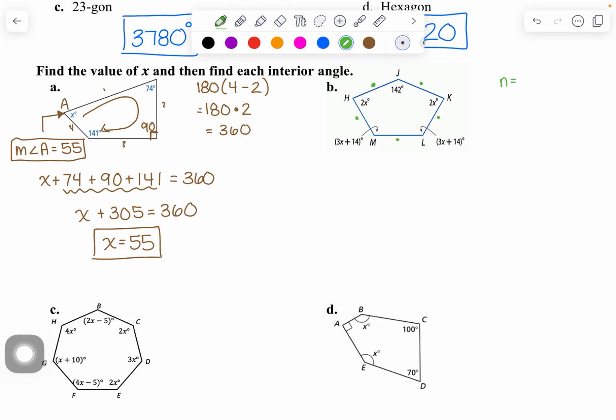So this is a pentagon. How do I know that? It's got 5 sides, and that's what you call a 5-sided polygon. It's a pentagon. And I do my 180 times 5 minus 2. 180 times n minus 2, where n is the number of sides. That would be 180 times 3, which I believe is 540. Yep, I mathed right. Go me.